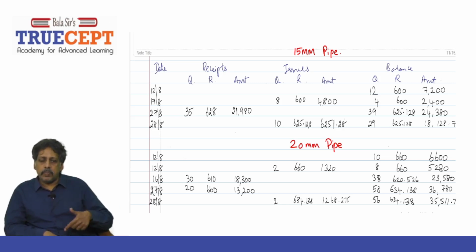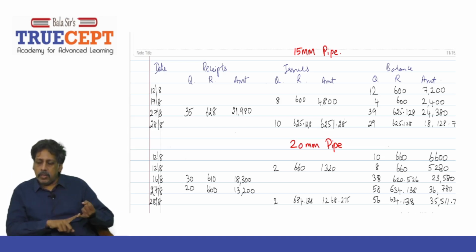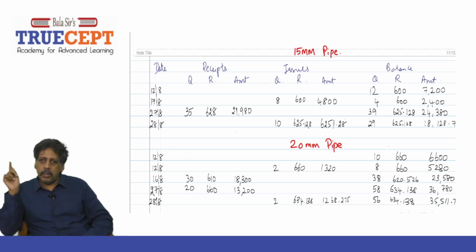Next line, there is an issue. How many units are issued? 8 units are issued. It doesn't matter, we have only one item of inventory. We had 12 units at 600, and from there we take. So 8 units into 600 is 4,800, leaving a balance of 4 units at rupees 600 each, 2,400.